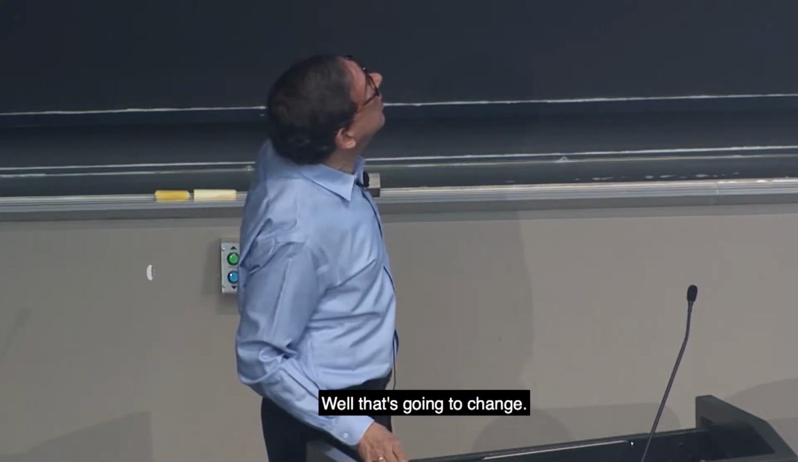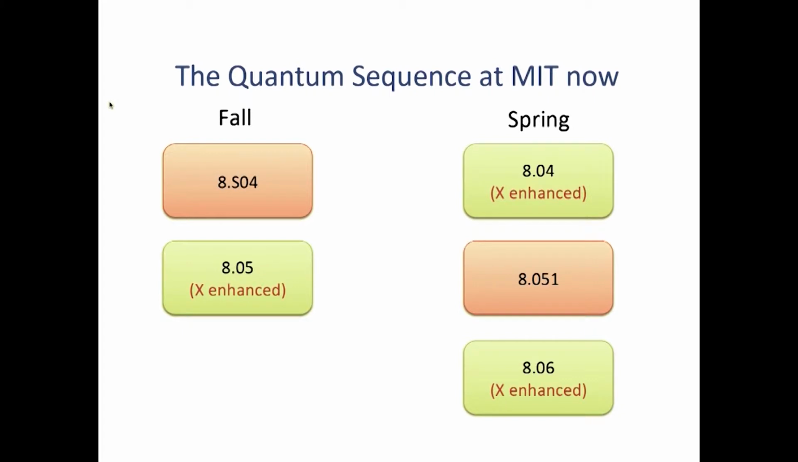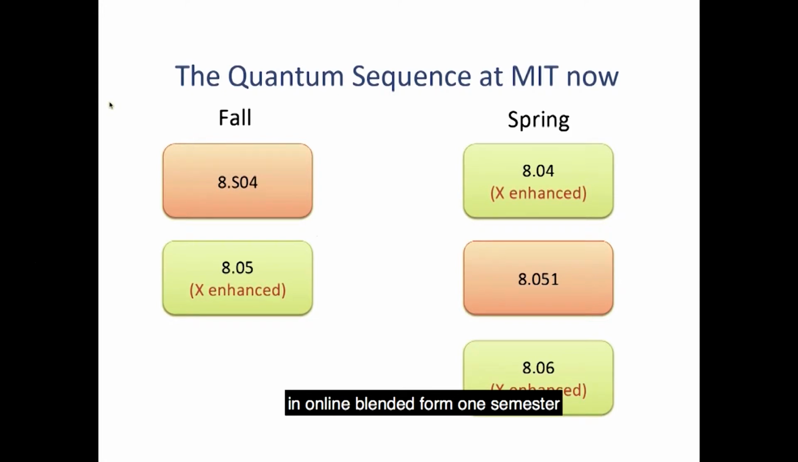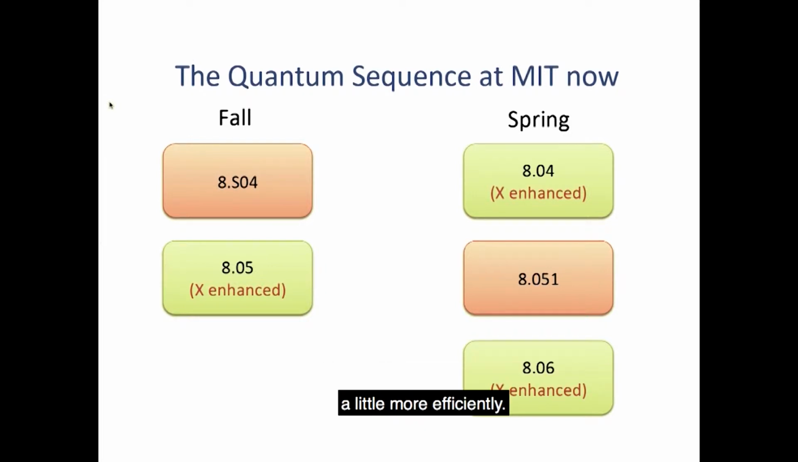Well, that's going to change. The way it's going to be now, and probably for a while in the future, is the following. 804, that was taught twice a year, is going to be taught in online blended form one semester, and in the same way as before, but enhanced by tools from MITx and online tools to help the course run a little more efficiently. 805 is going to be taught now twice a year, so these are the novelties. And this semester is just again going to borrow some tools that we are developing online.